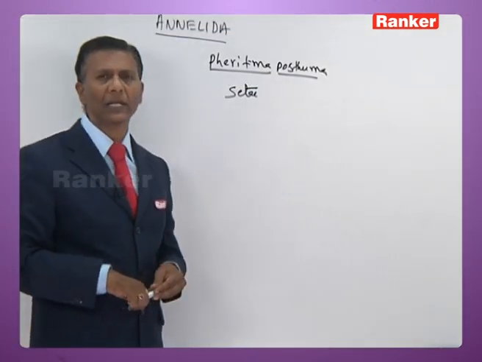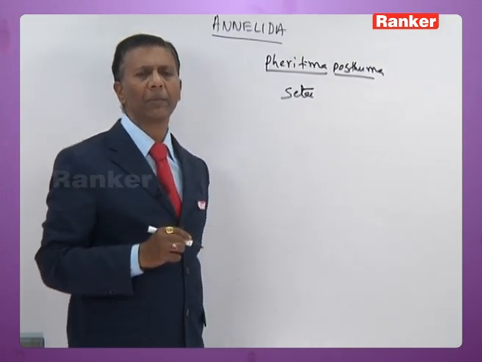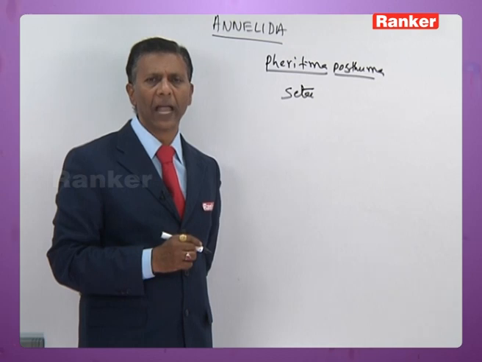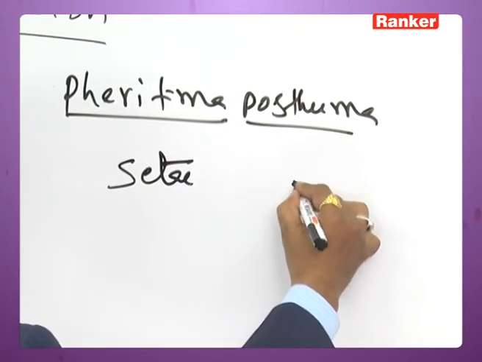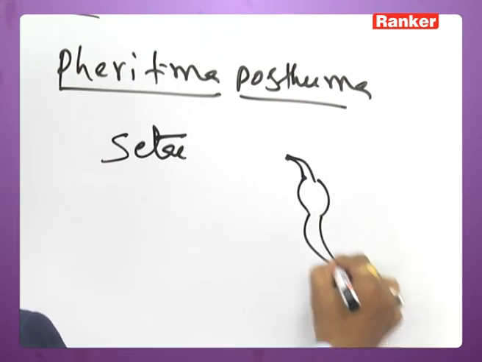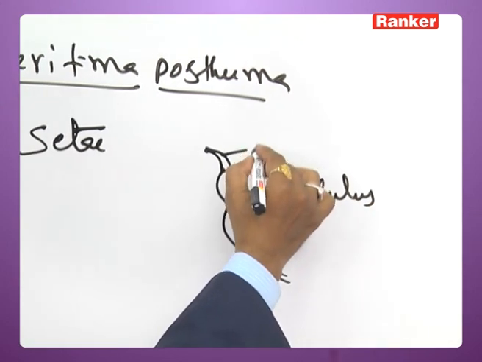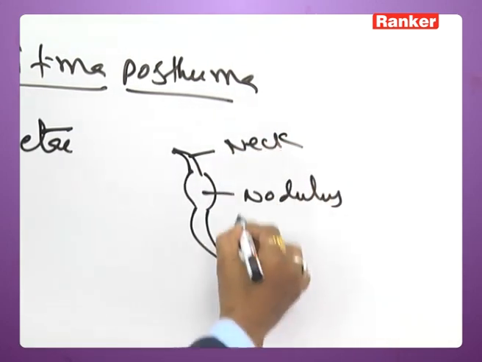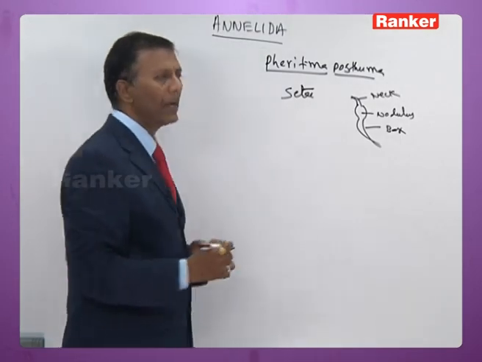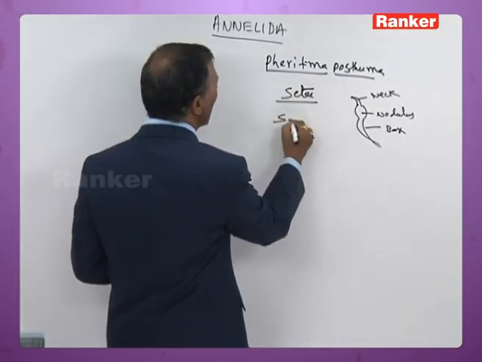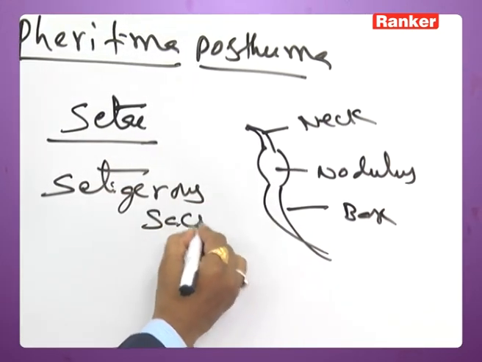The locomotory organs in Pheretima are setae. The setae are S-shaped structures composed of chitin. Each seta has a swollen nodulus, anterior one-third neck, and posterior two-thirds base. And the setae are embedded in setigerous sacs.